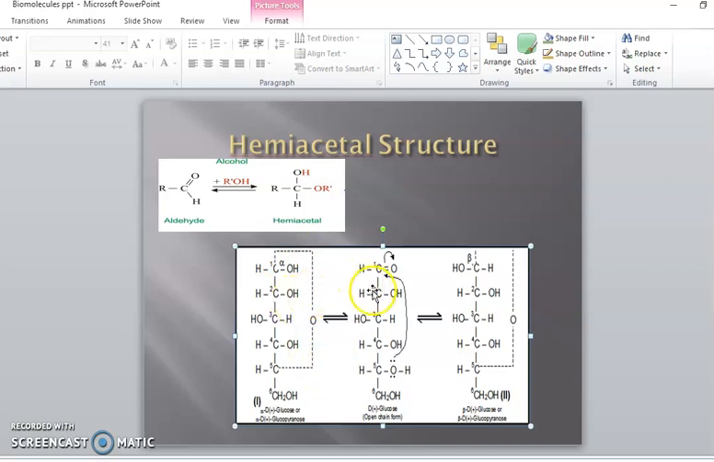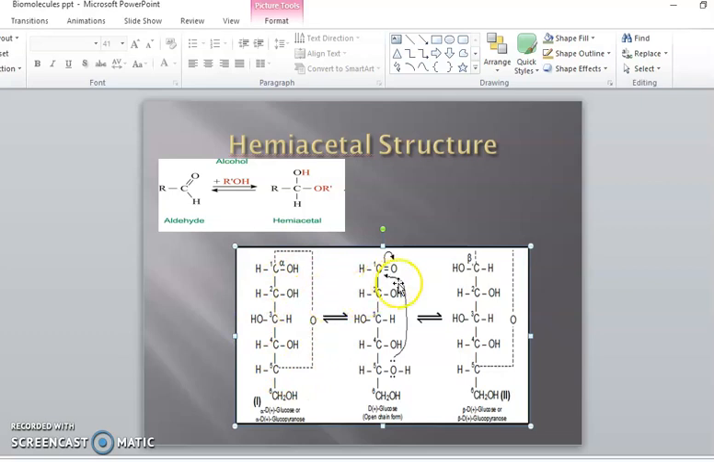Earlier in the open structure, 2, 3, 4, 5 were chiral centers. But here the first carbon also becomes a chiral center. So 1, 2, 3, 4, 5 become chiral centers. I hope it is clear. There is a linkage between the first carbon and the fifth carbon through oxygen, and this structure is known as the hemiacetal structure.